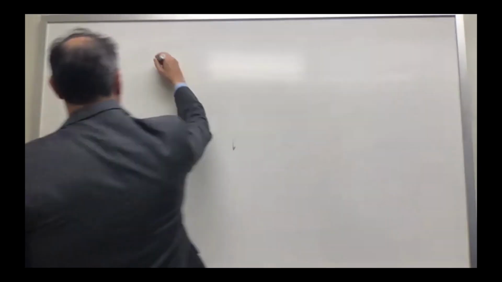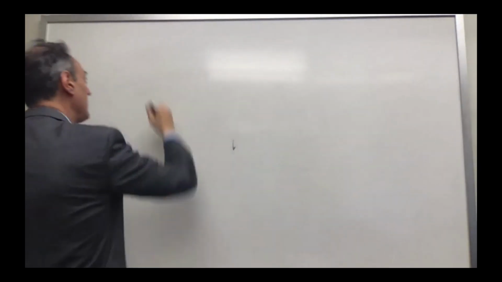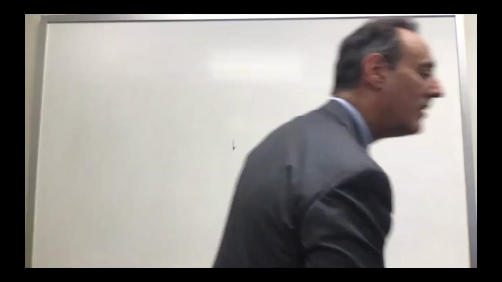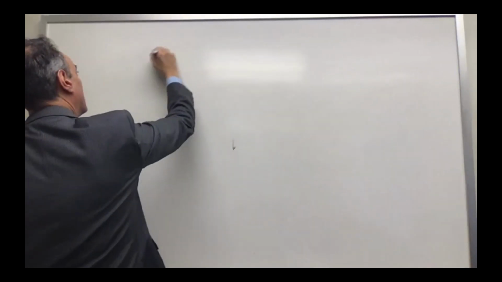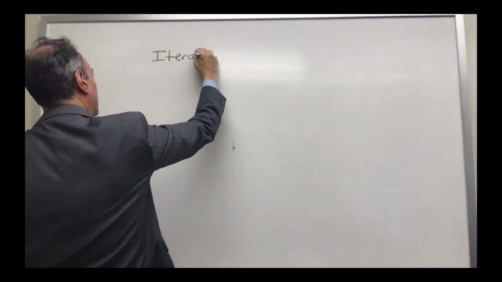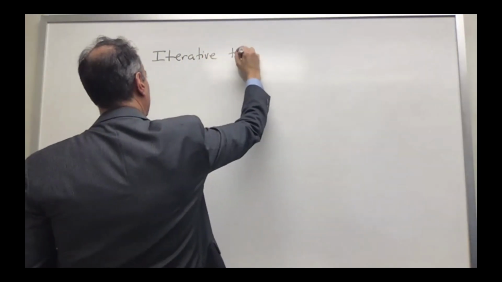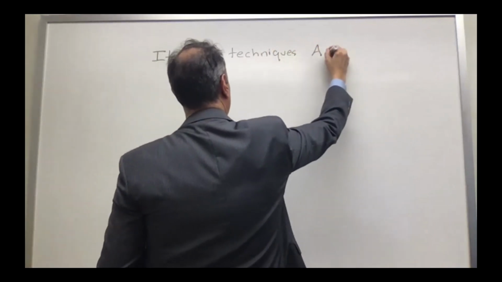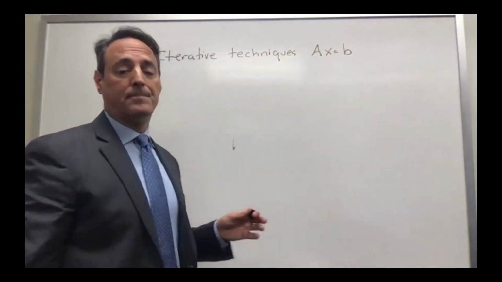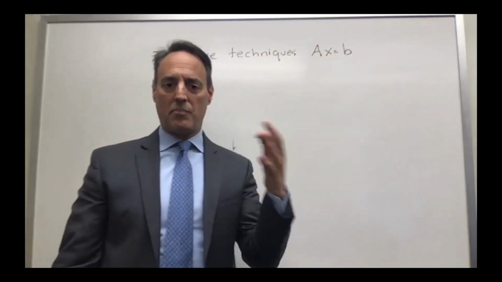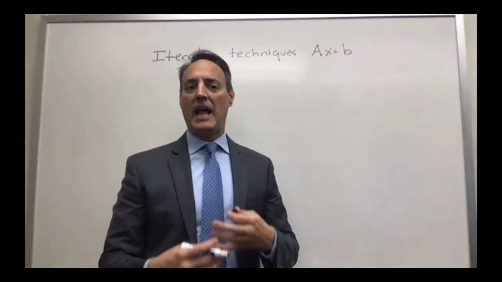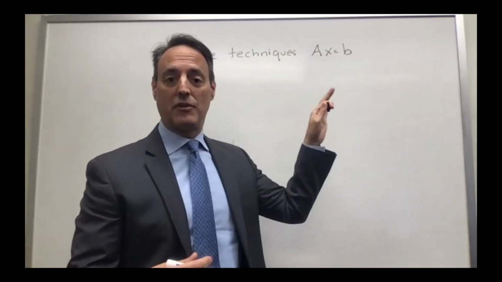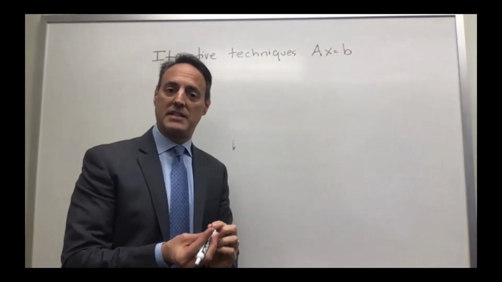So really what we're going to start doing is thinking about iterative techniques for Ax = b. Pretty much everything revolves around Ax = b and decompositions of A, which again, the decomposition lets us solve Ax = b, or lets us characterize A.